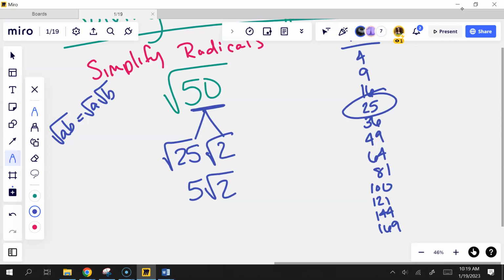Does that make sense? We all remember how to do that? Somewhat? I can say it a different way. Like, I get square root of 25 times square root of 2. Fine. That's fine.